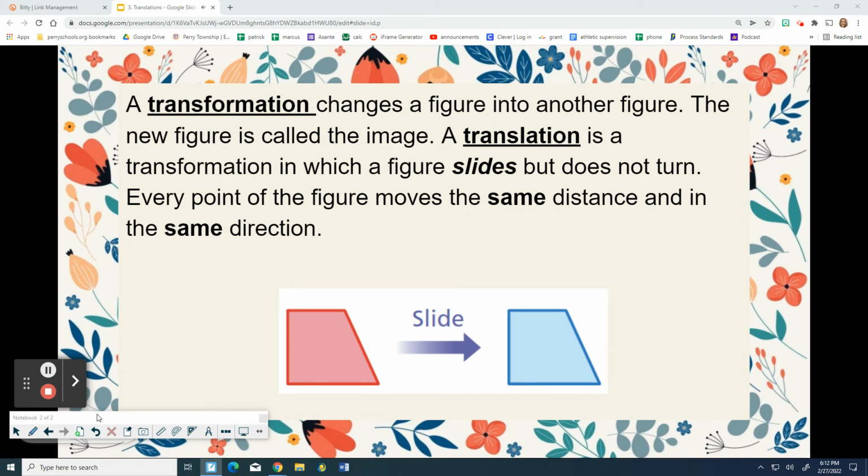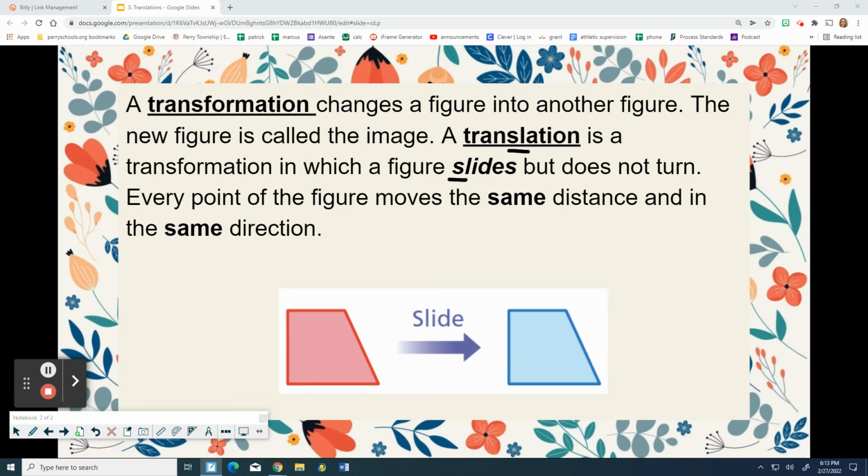So for your first blank, a transformation changes a figure into another figure. The new figure is called the image, and a translation is the one that we're doing today. And we talked about this in our introduction on our last class, that the SL in translation also matches the movement that it does, SL in slides.